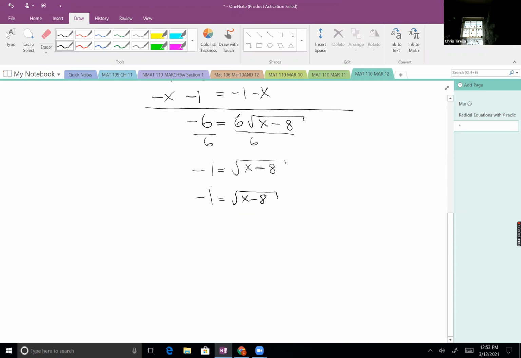Does everybody remember to undo that radical? The opposite of taking the square root is squaring. So I'm going to take both sides of that equation and square them, giving me 1 equals x minus 8. And that's not too bad to solve. I'll add 8 to both sides and get x equals 9.